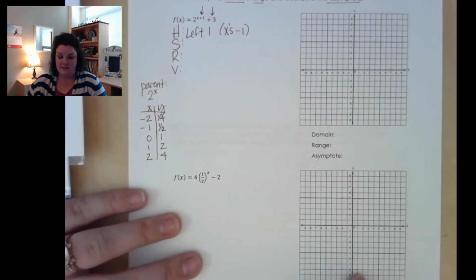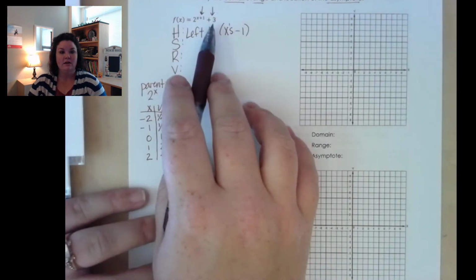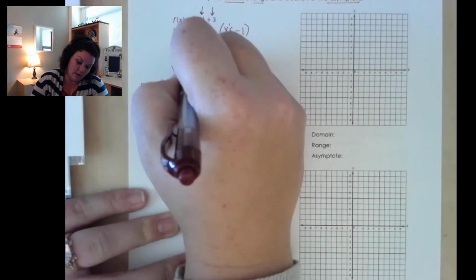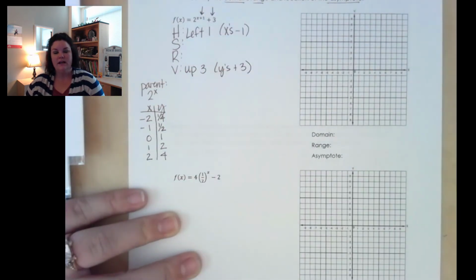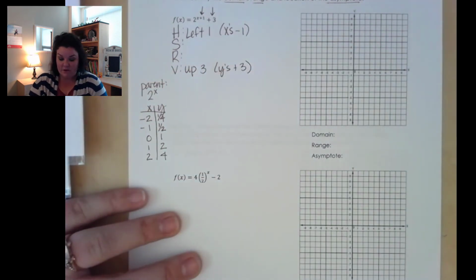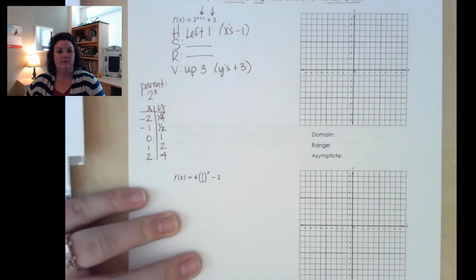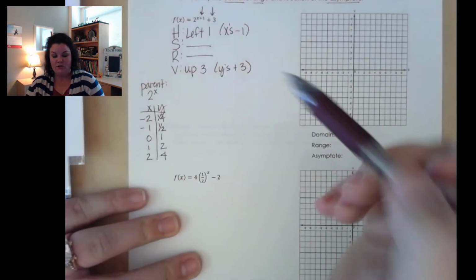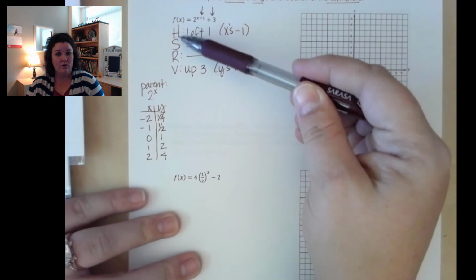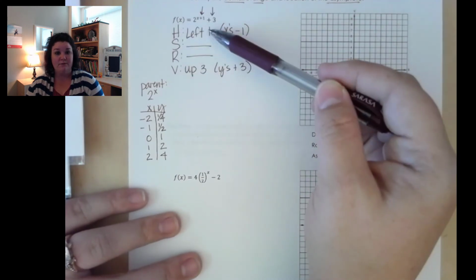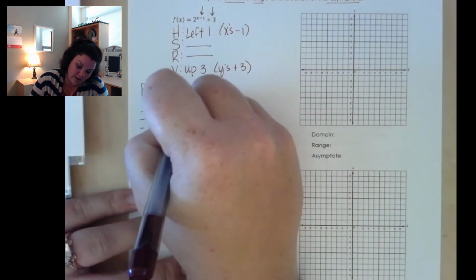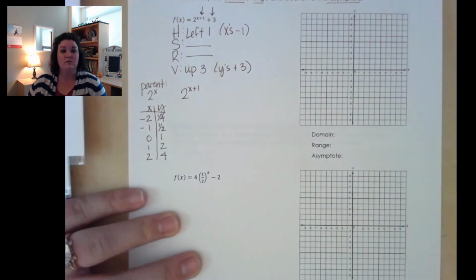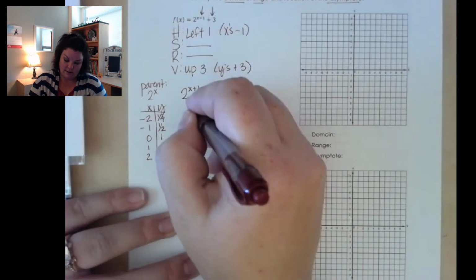And then this +3 on the outside, since it's outside, it's affecting the y's, so that's going to be a vertical shift up 3. So in our tables, we're going to take our y's and add 3 to them. So we have no stretching, no reflecting. Now remember we want to do our transformations in HSRV order, which means I'm going to do my horizontal shift first, and then my vertical shift. So if I shift this horizontally, now my function looks like 2 to the x plus 1. So I'm going to draw my little table here.